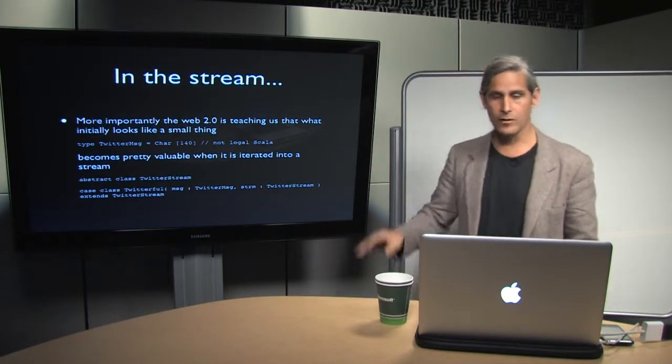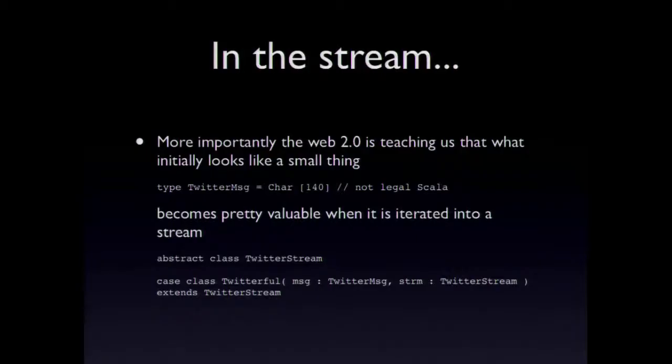And again, I don't want to be abstract about this, right? One of the things that Web 2.0 has taught us is that seemingly small, simple things like a data type of 140 characters get really interesting and valuable when iterated into a stream. So somehow this iteration process, this infinitary collection thing, is very interesting, right?